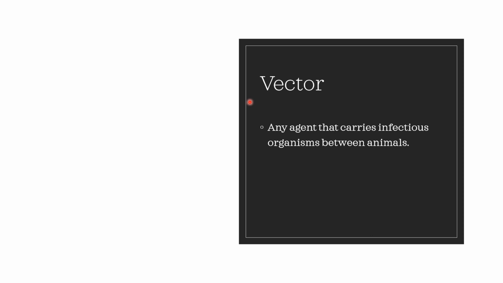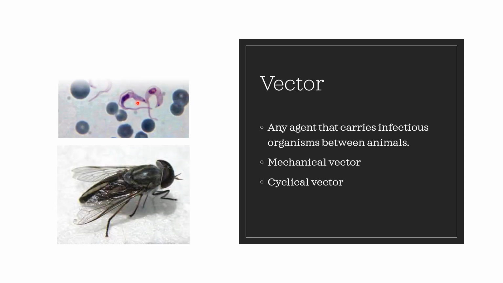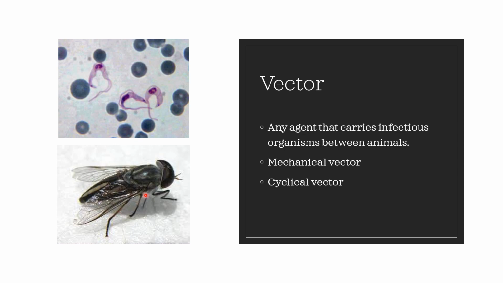So another is a vector. A vector is defined as any agent that carries infectious organisms between animals. It can either be a mechanical vector or a cyclical vector. A mechanical vector is an arthropod that carries the infectious agent from one vertebrate host to another without any development in its body. An example of this is the Tabanus, transmitting the protozoa Trypanosoma evansi. Tabanus is considered to be a mechanical vector because although it carries the Trypanosoma evansi, the parasite does not develop within its body.